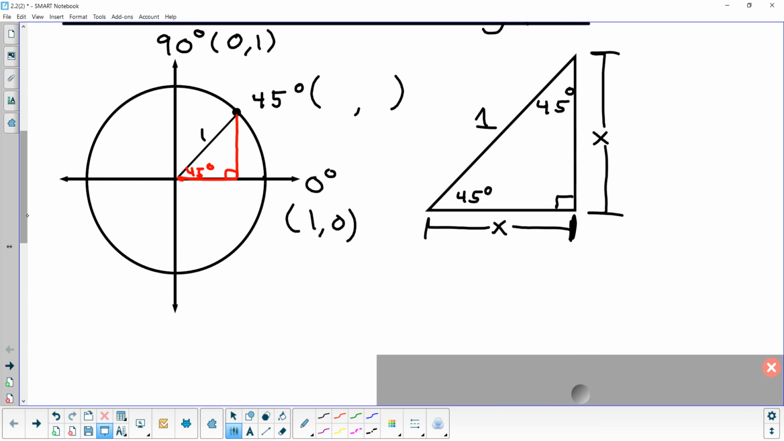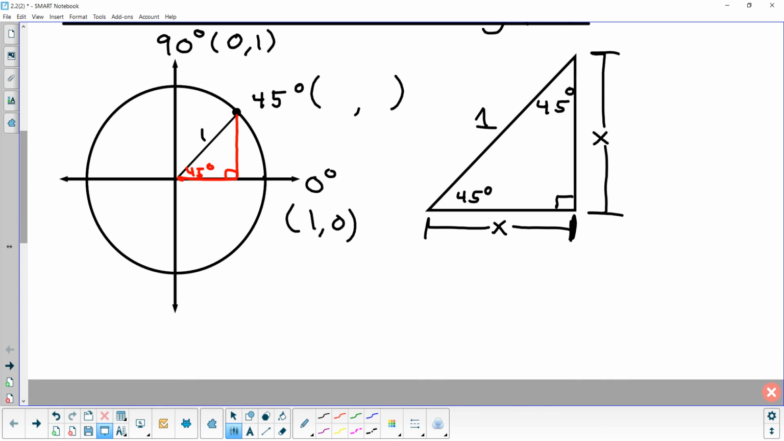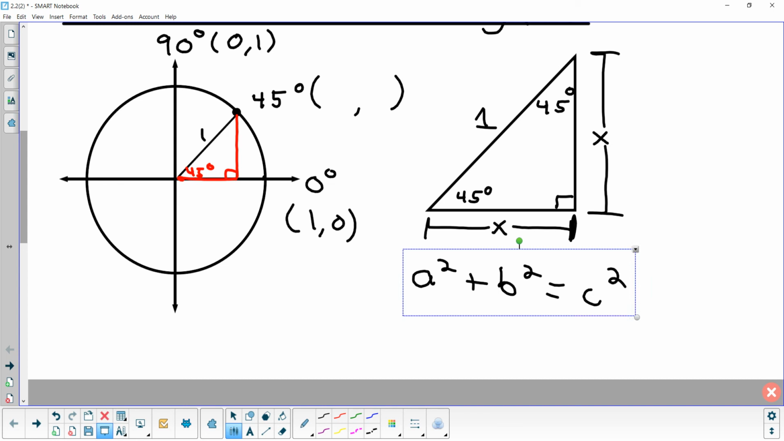Can anybody remind us what the formula for the Pythagorean theorem is? A squared plus b squared equals c squared. Can you explain what those letters are, since I don't have a, b, and c up here? The two legs squared equal the hypotenuse squared. So the sum of the two legs squared equals the hypotenuse squared. The two legs are on the left, and the hypotenuse is on the right.